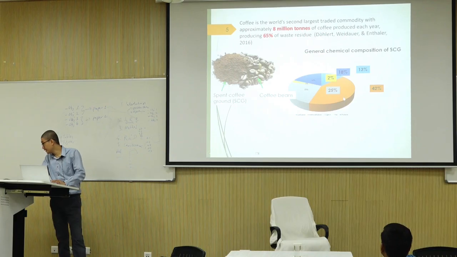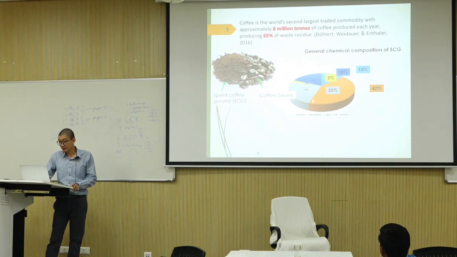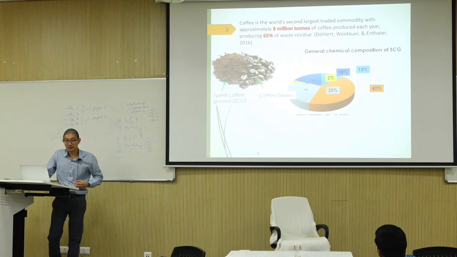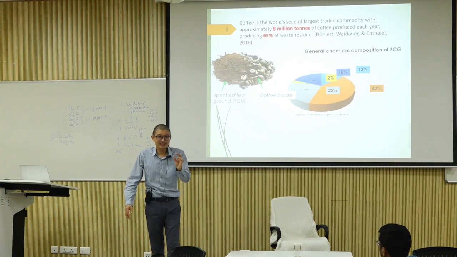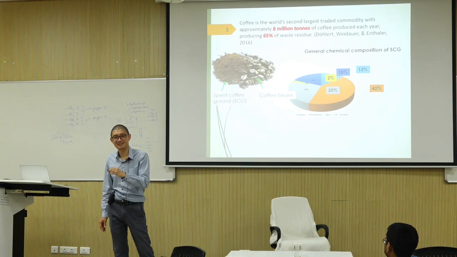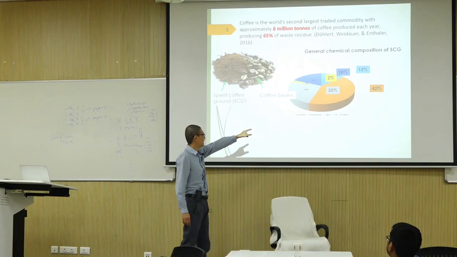Around 42% is hemicellulose, then cellulose is 13%, then 25% is lignin. Lignin is a component that is very hard to degrade, because normally you can easily degrade the cellulose and hemicellulose.